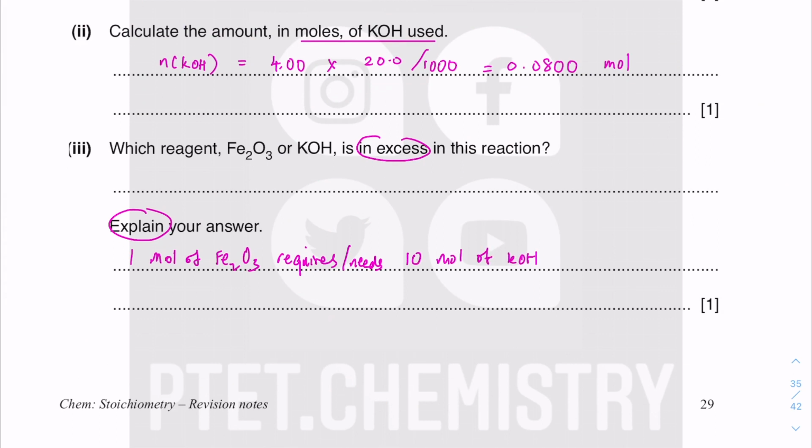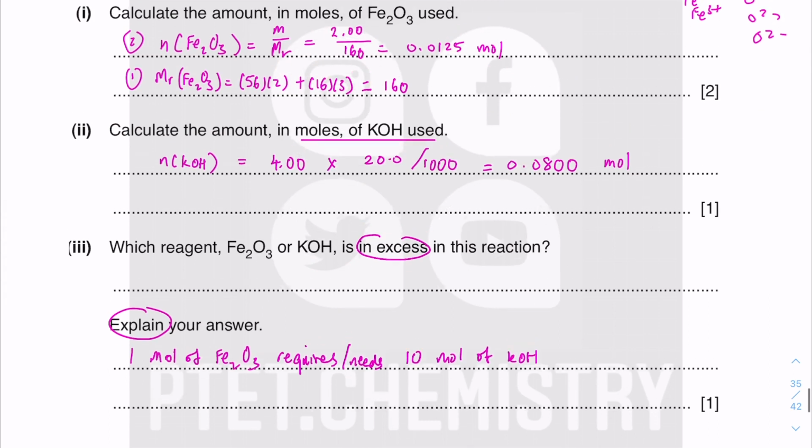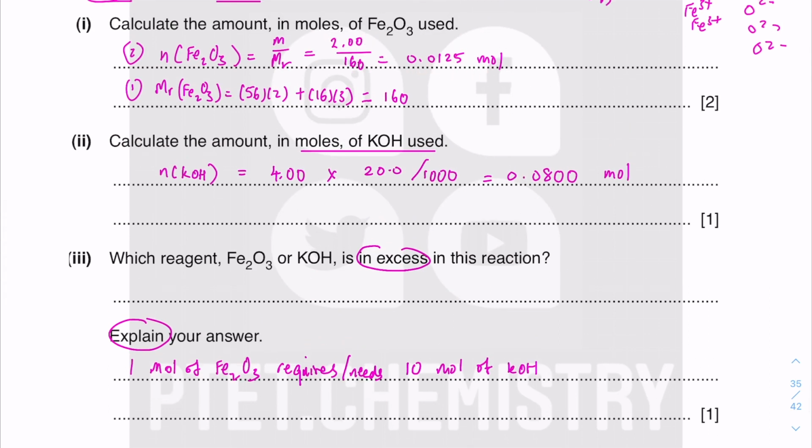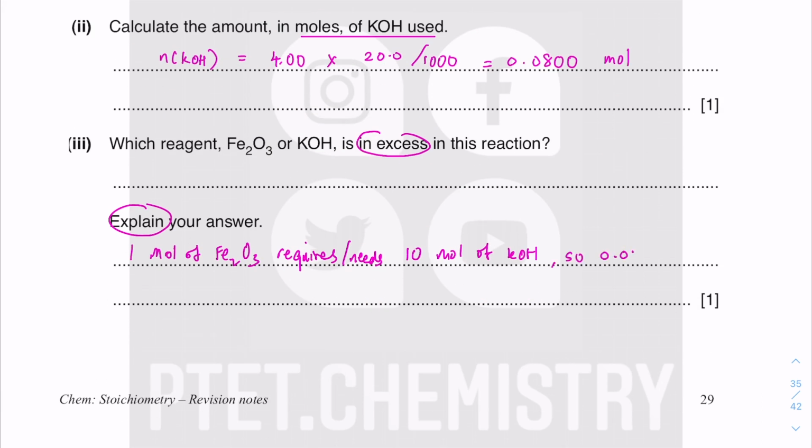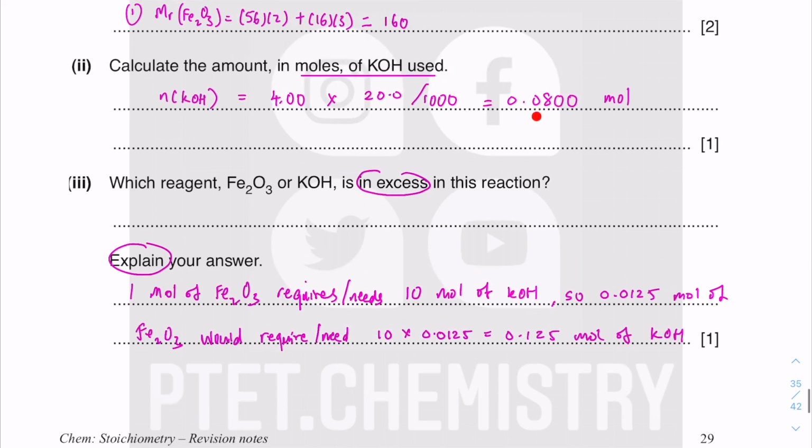There are multiple ways of doing it. I'll show you one way of doing it, and I'll show you another way. This is 0.0125 mole of Fe2O3. So 0.0125 mole of Fe2O3 would need or would require, whichever word you like to use, just stick with one, 10 times 0.0125, which is 0.125 mole of KOH. But how much do I have? I have 0.08, and it's less than what I need. So this is less than what I need.